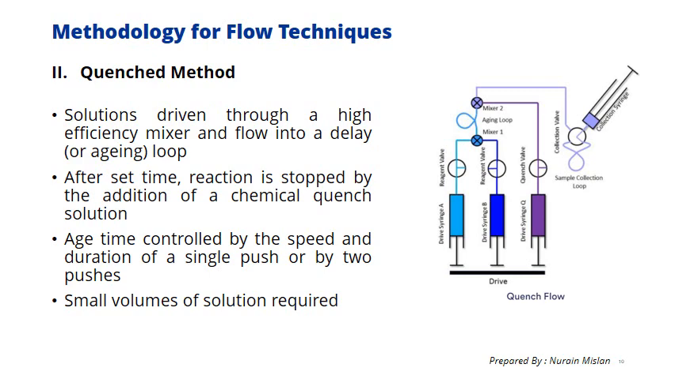In the quench method, solutions are driven through a high efficiency mixer and flow into a delay or aging loop, and after a set time, the reaction is stopped by the addition of a chemical quench solution. Reaction times are controlled by the speed and duration of a single push or by two pushes of the syringe, and small volumes of solutions are required for this method.